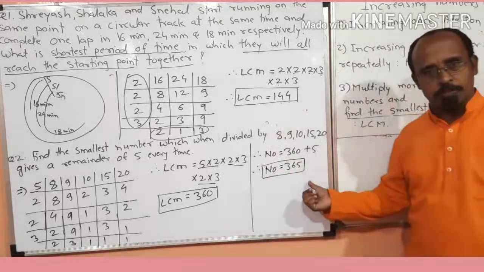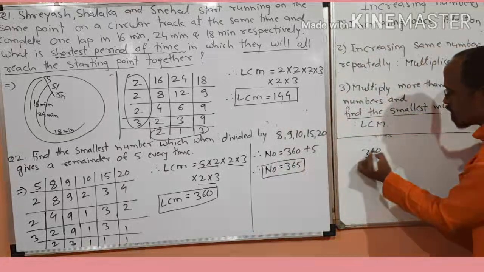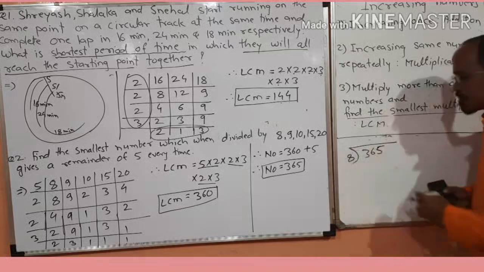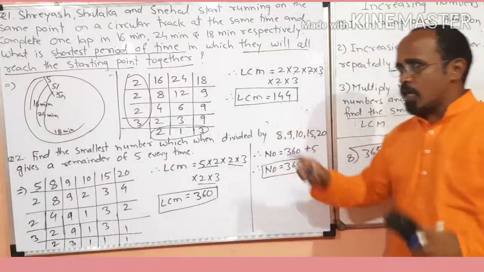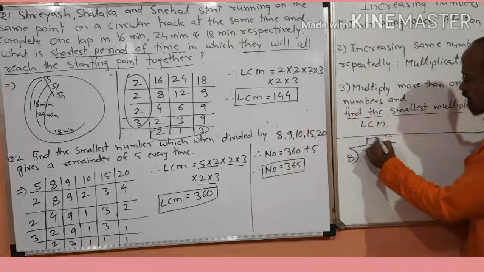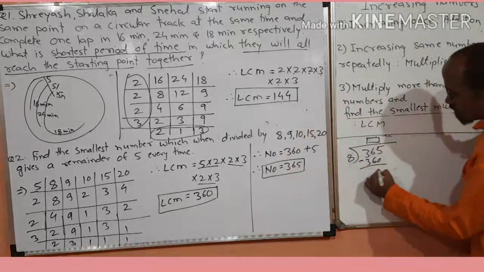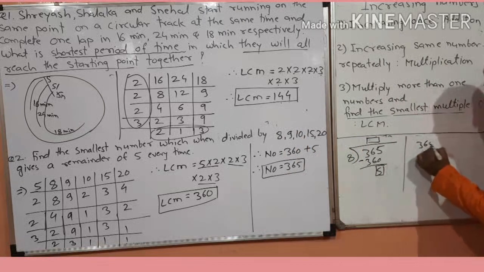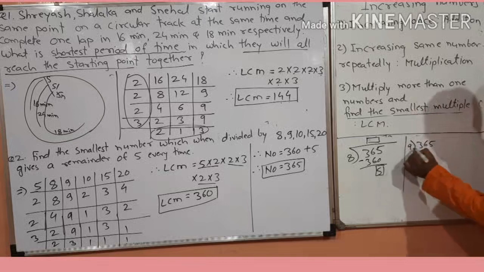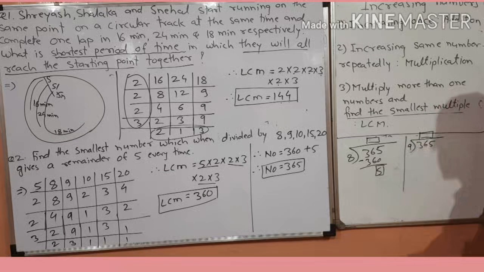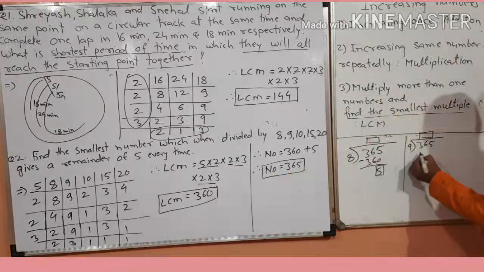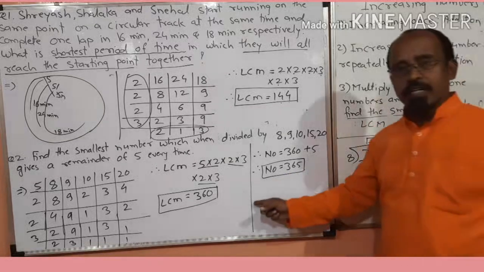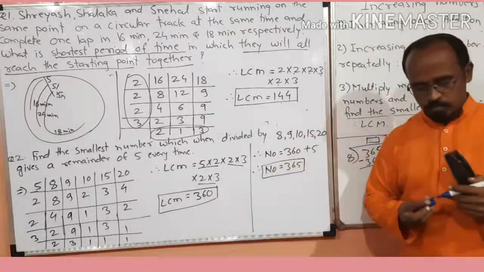And why is the answer 365? Because if you divide 365 by 8, what will happen? 360 is the LCM, meaning up to 360 you will get one quotient, and you subtract this 360 from the given number, and 5 will be the remainder. Right? If you divide this 365 by 9, you will get a quotient such that the multiple is equal to 360, the quotient will be 40, and 5 will be the remainder. So as the remainder is 5 every time, we have to add 5 to the LCM. Clear friends?